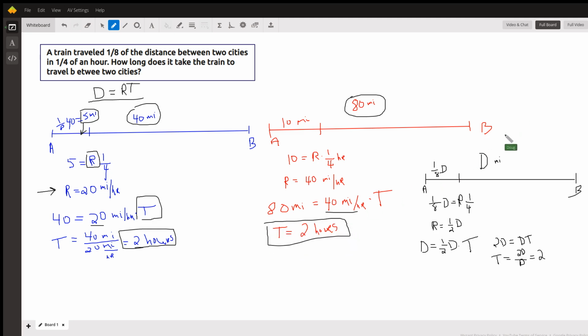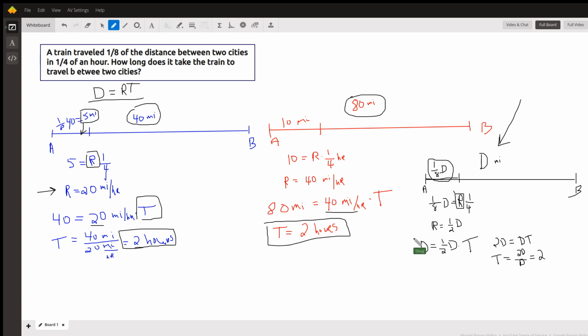So here's the general solution. Let d equal the total distance. Then an eighth of d would be the distance that is traveled in a fourth of an hour. So 1/8 d equals the rate times 1/4 of an hour. If you solve this for r by multiplying both sides by 4, you get the rate is 1/2 d.